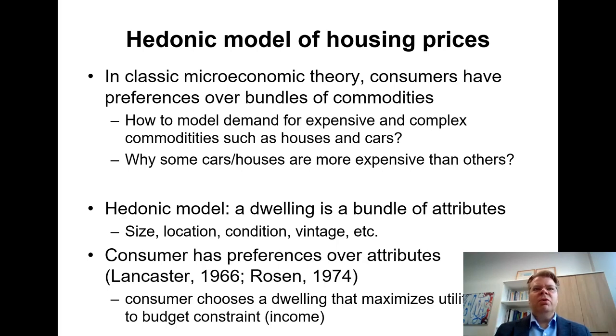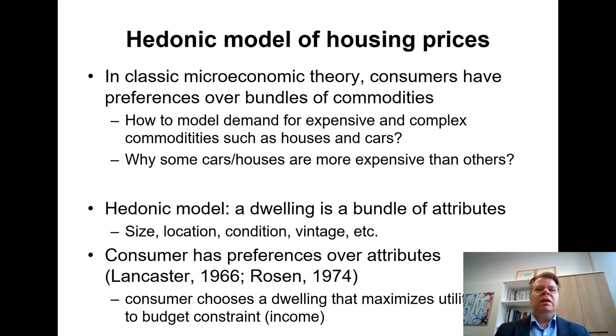more complex and more expensive commodities such as a house? Normally we don't need many houses. We are fortunate to have one. Same is for consumer durables such as cars or washing machines. You don't need many of them. You just need one. So this is then where the hedonic modeling comes from.